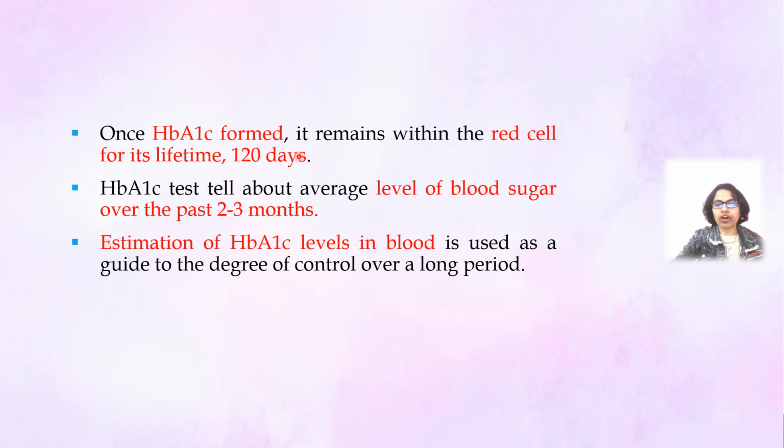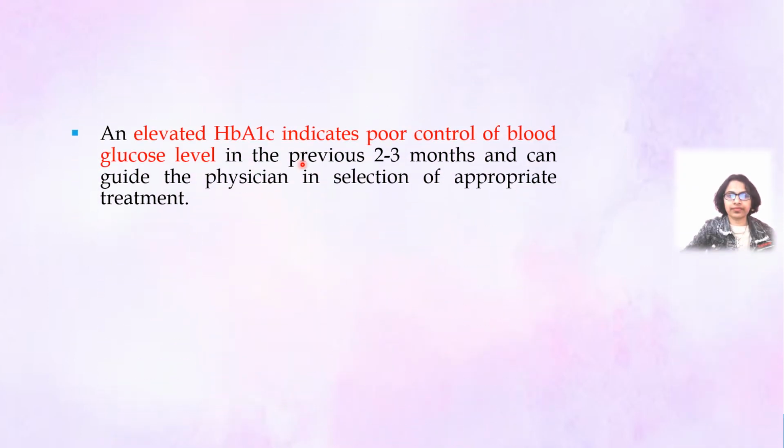Once A1C is formed, it remains within the red blood cell for its lifespan of 120 days. The HbA1c test tells about the average level of blood sugar over the past 2 to 3 months. Estimation of A1C level in blood is used as a guide to the degree of control over a long period. An elevated A1C indicates poor control of blood glucose level in the previous 2 to 3 months and can guide the physician in selection of appropriate treatment.